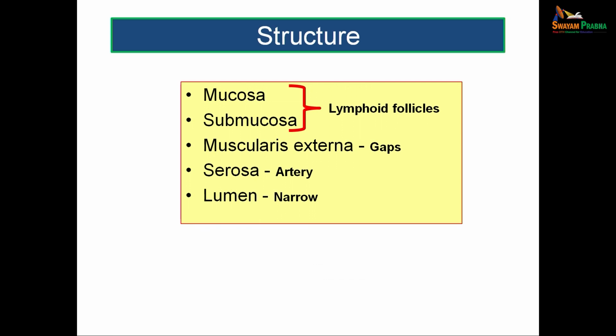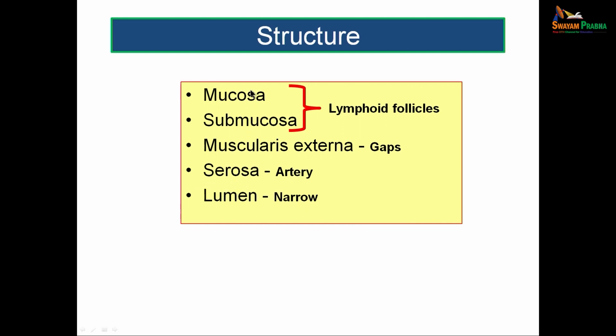Next, let us look at the structure of appendix which helps in making the appendix susceptible for inflammation or infection to spread at a faster pace. The mucosa and submucosa, muscularis externa and serosa, these are the four basic layers of the gut wall which surround the lumen. In case of appendix, lumen is very narrow and sometimes it is obliterated, sometimes it can get impacted with fecalith, thereby resulting in inflammation of the appendix.